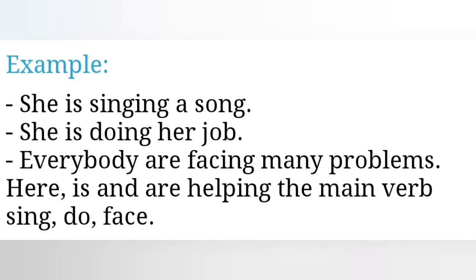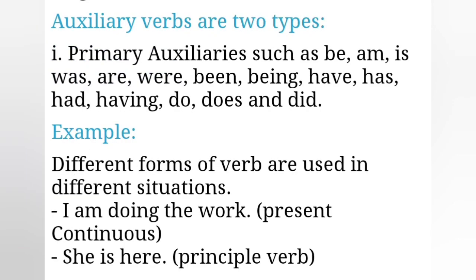Sing, do, face. Auxiliary verbs are of two types: primary auxiliaries such as be, am, is, was, are, were, been, being, have, has, had, having, do, does, and did. Example, different forms of verb are used in different situations. I am doing the work.